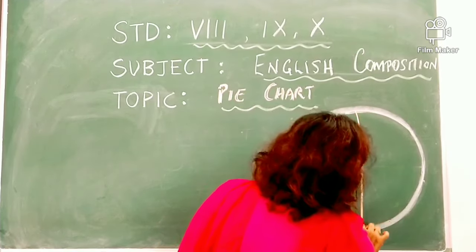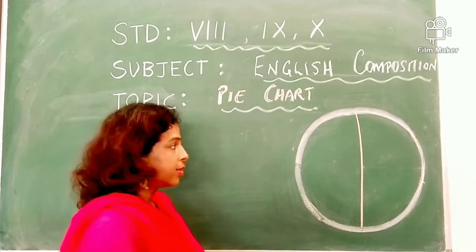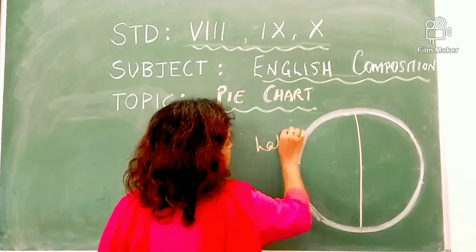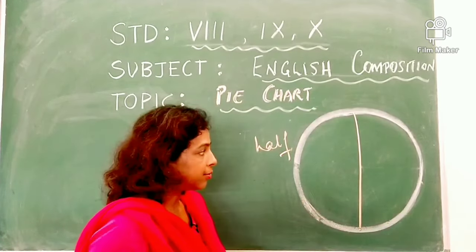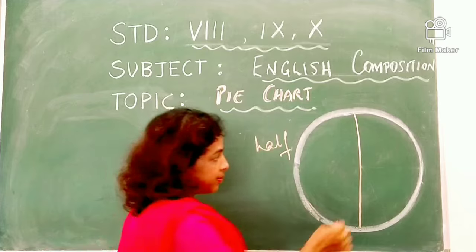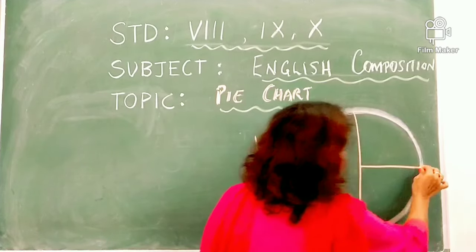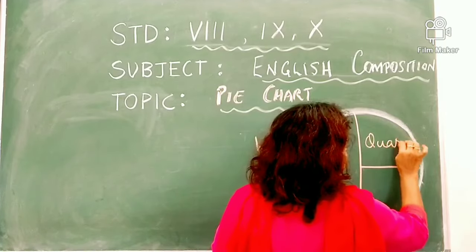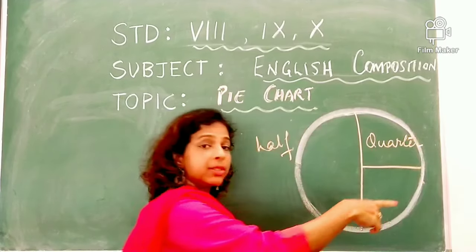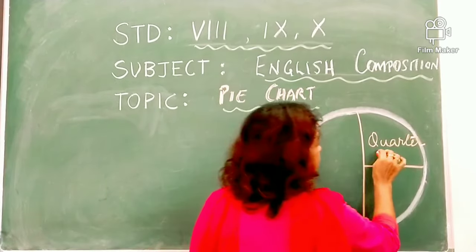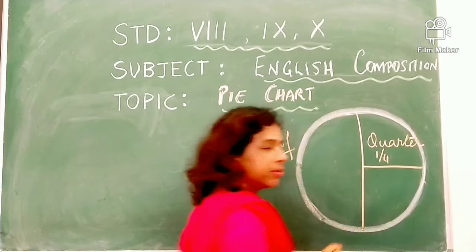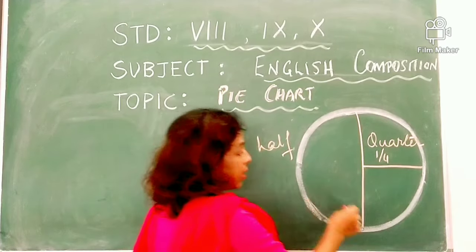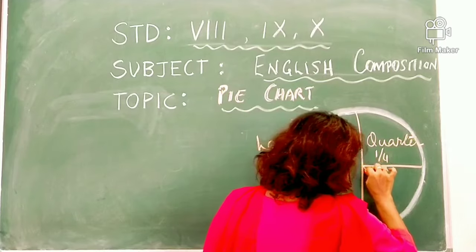So I will divide this into half. So we could call this one half and the other half. Now I want to further divide it. So I'll draw another line here and this will be called quarter. So I'm eating quarter of a pizza, or I would say 1/4 of a pizza. Okay. Now I want to divide it even further.